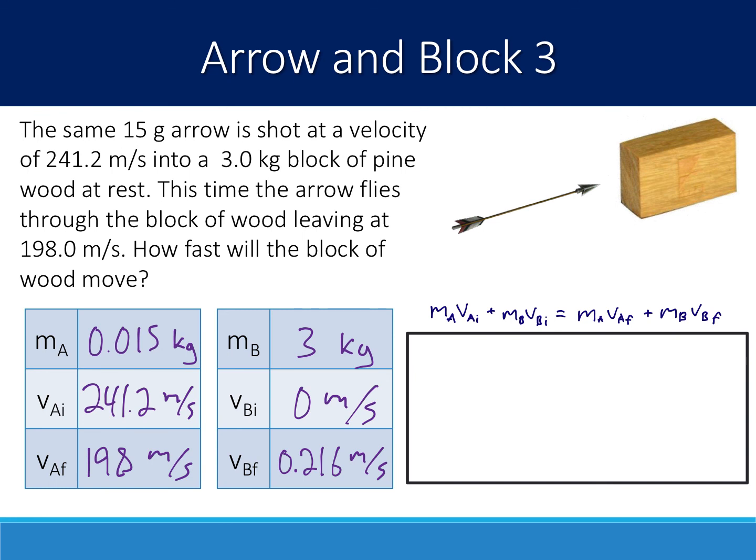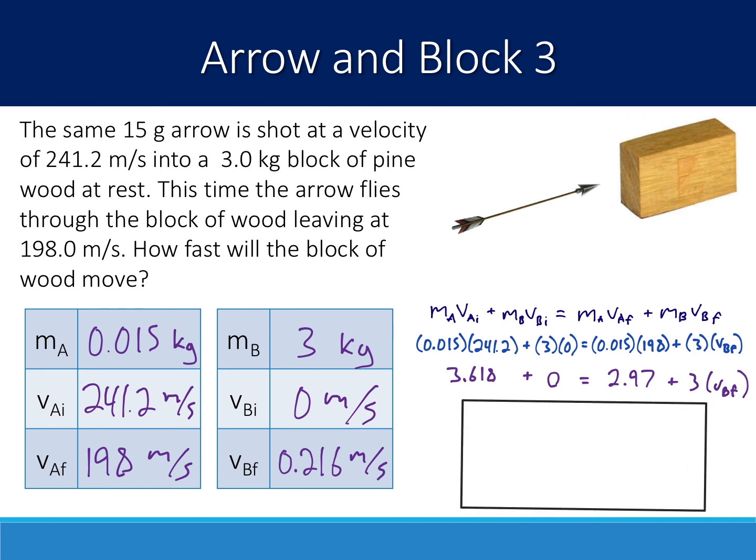All right, here we go. Last problem, arrow and block number 3. And again, same idea of conservation of momentum, but this time the arrow actually gets to fly through the block of wood and it leaves at a velocity of 198 meters per second. How fast will the block of wood move? Again, making sure units match first, and then we can substitute in what we know.